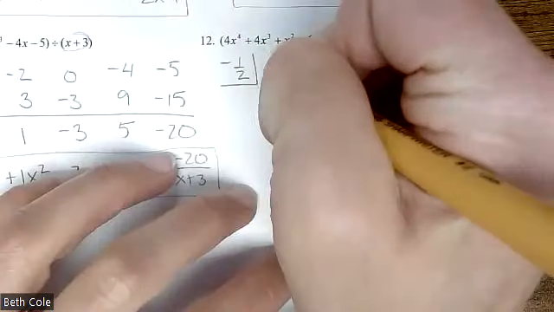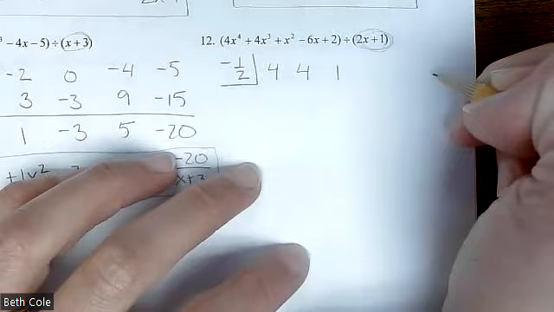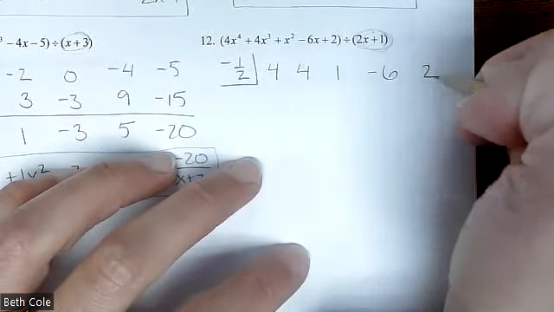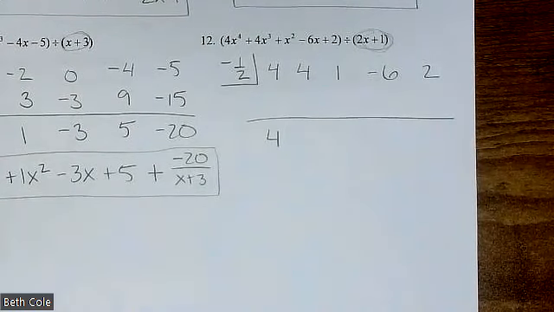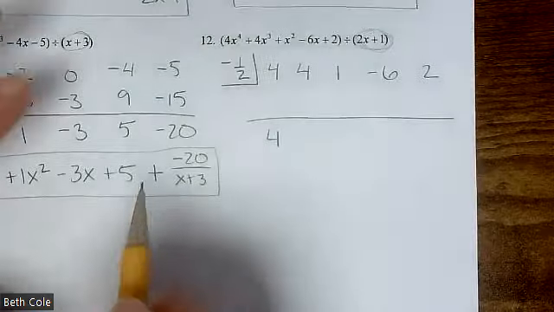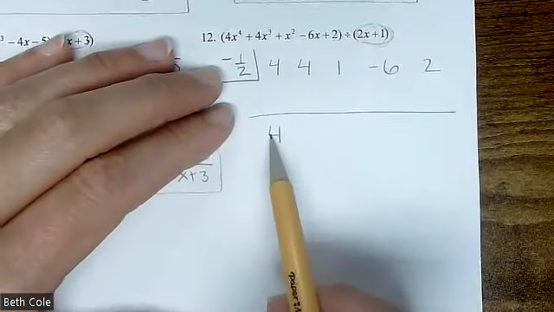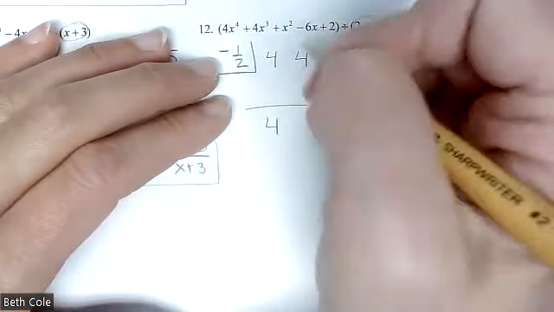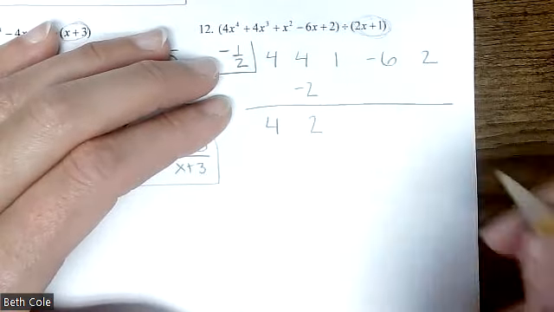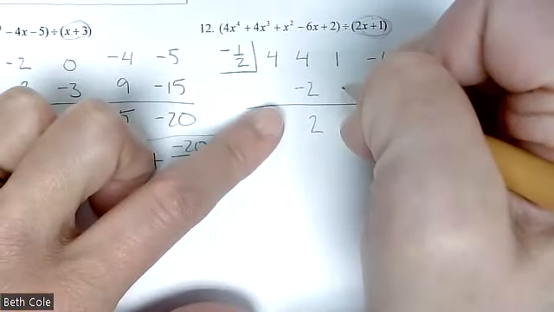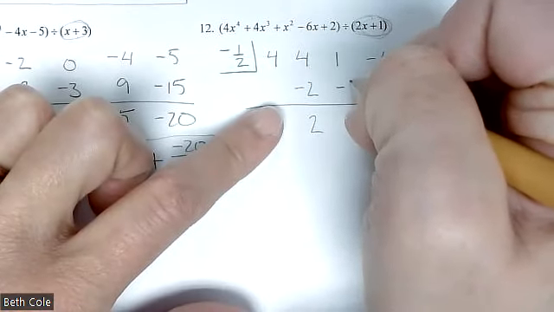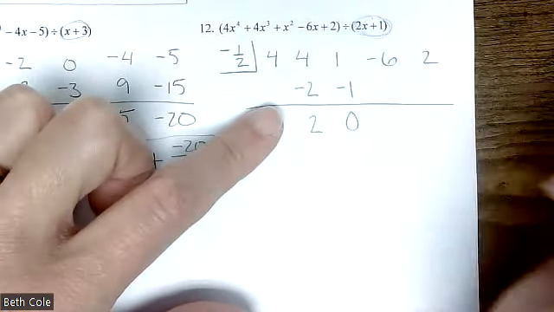All right. So 4, 4, 1, negative 6, 2. And again, usually we get to a point where everyone's working ahead of me, and that's totally fine. But just check that your answer's right. Negative a half times 4, negative 2. Good. Add the column, you get 2. Negative a half times 2 would be negative 1. Add the column, you get 0.